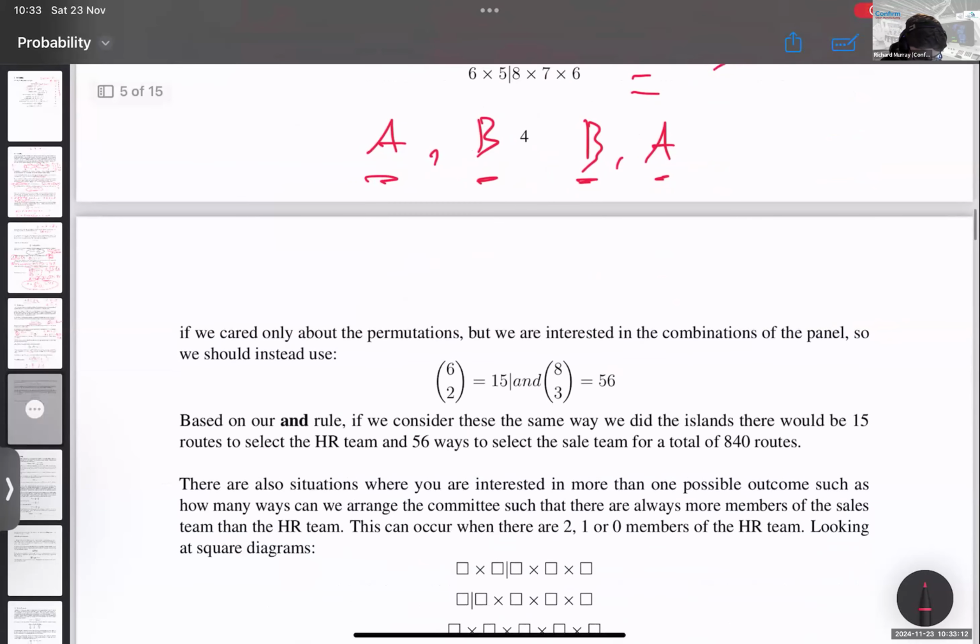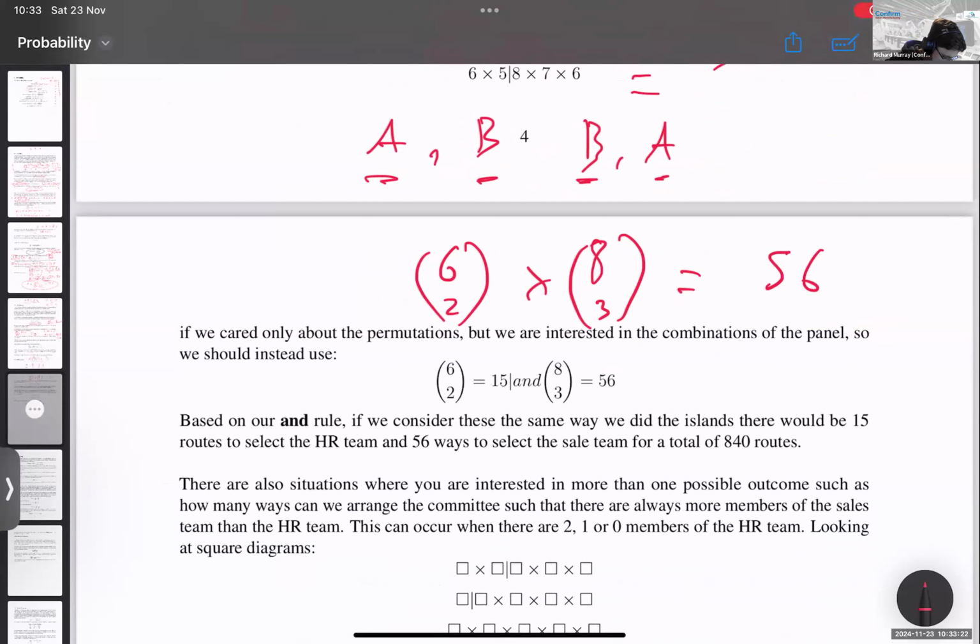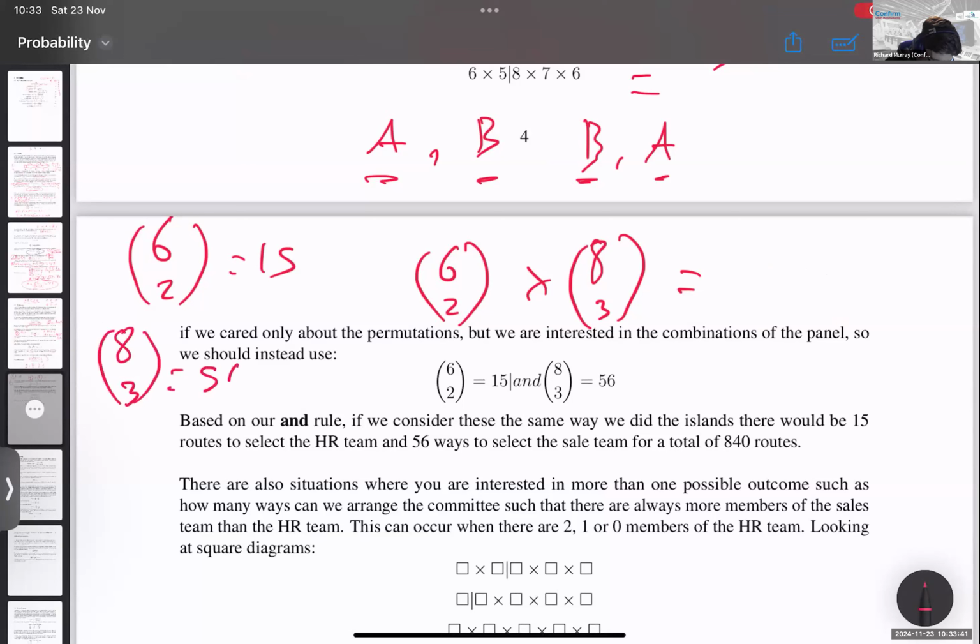So we have 6 choose 2 times 8 choose 3. So 6 choose 2 is equal to 15, and 8 choose 3 is equal to 56. So the 2 together is equal to 840.